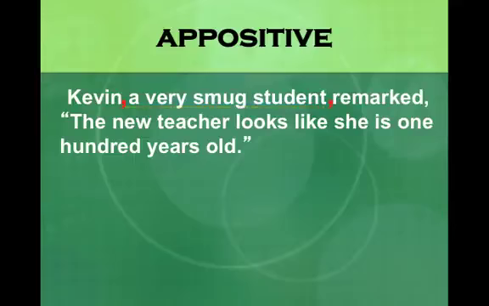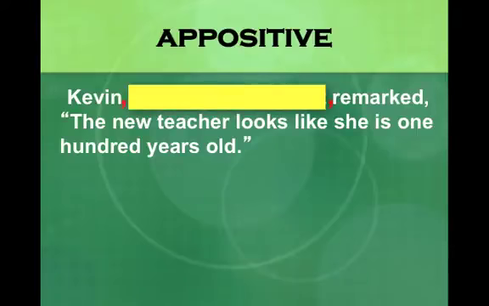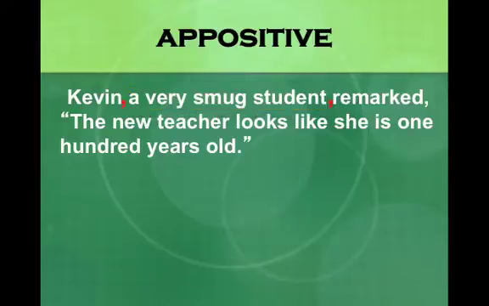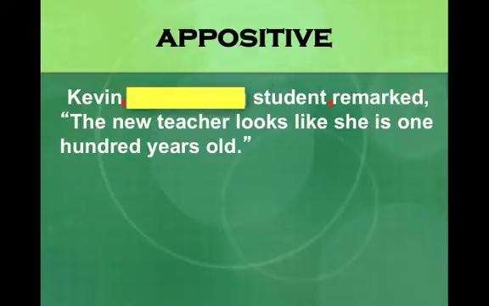If you're ever questioning where those commas go, ask yourself if you can take out the whole phrase and still have a complete sentence. In this case, if I took out a very smug student, I would have Kevin remarked, the new teacher looks like she is 100 years old. So I would still have a sentence. However, if I had placed my second comma somewhere else, like after smug, then I would have had Kevin student remarked, which of course does not make sense.